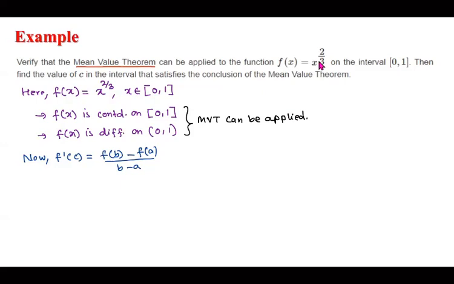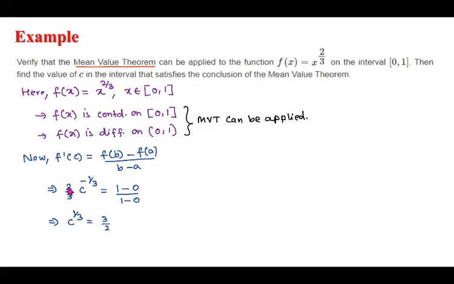Now, if we find the derivative of this function, we bring 2/3 in front. So it will be 2/3 x raised to 2/3 minus 1, which is negative 1/3. So the derivative will be 2/3 x raised to negative 1/3. But here we want the derivative at c, so it will be 2/3 c raised to negative 1/3 equal to f of b minus f of a over b minus a. Here a is 0, b is 1. If you plug in 1 into this function, it will be 1 raised to 2/3, which is 1. Then minus f of a: if you plug in 0, that will be 0, over b minus a, which is 1 minus 0, which is also 1.